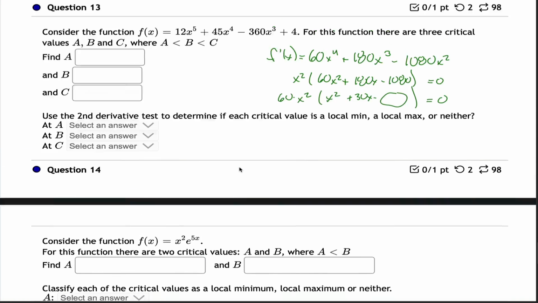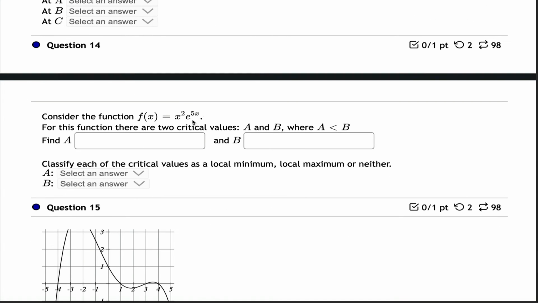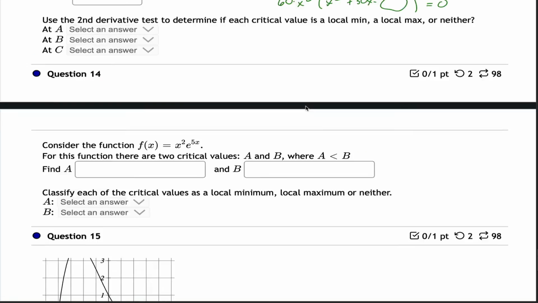Then moving on to question 14. I think it's exact same format as question 13. It's just a different looking function. Right? So to take the first derivative, you'll have to use the product rule. And when you use the product rule, you'll get something that's kind of messy. You'll have a mix of x's and e to the x's in there.